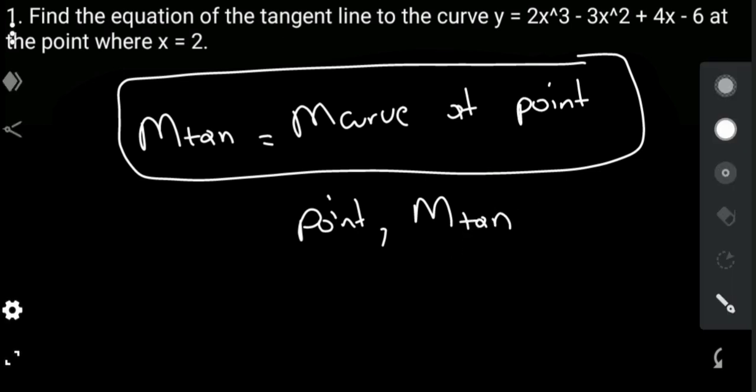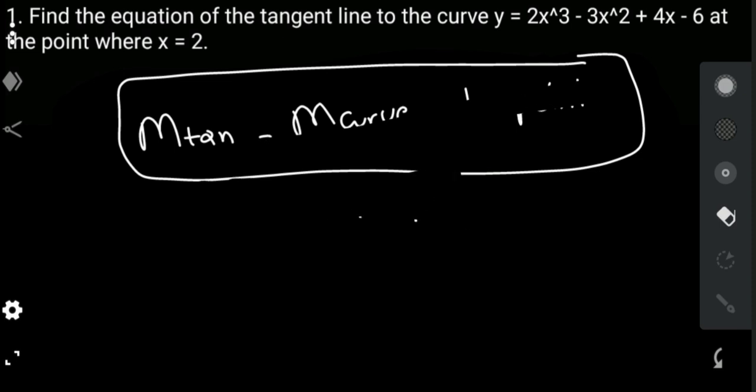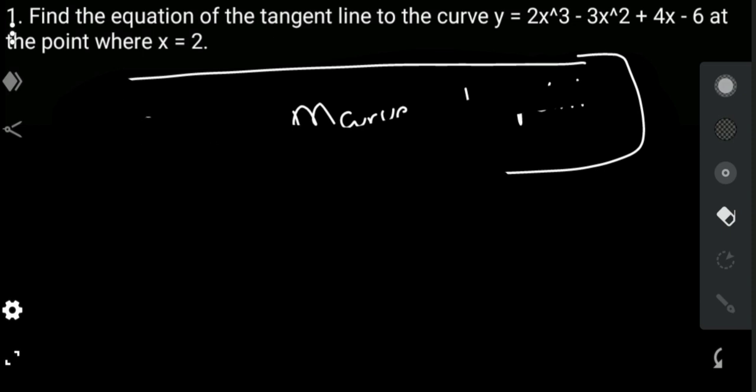So let us put this information into our practice problems. Let us try this example. Let us try number 1. Let me first erase here, and be careful not to erase the question.